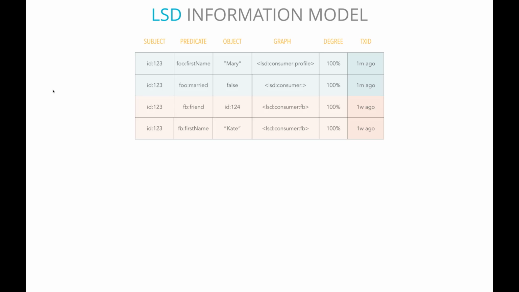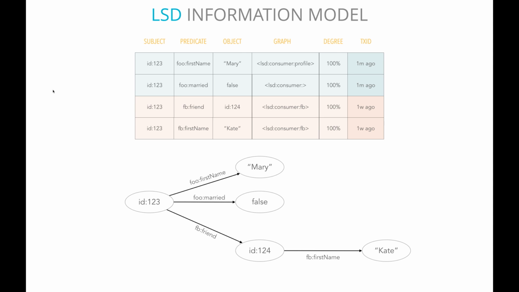She's married according to us in the same graph, but according to Facebook, I have more information. So I have a friend from Mary. That is the ID 124. 124 itself is being described as well with the first name Kate.